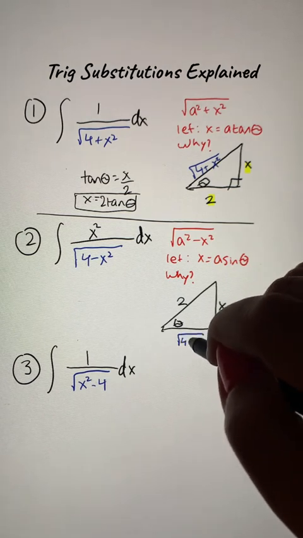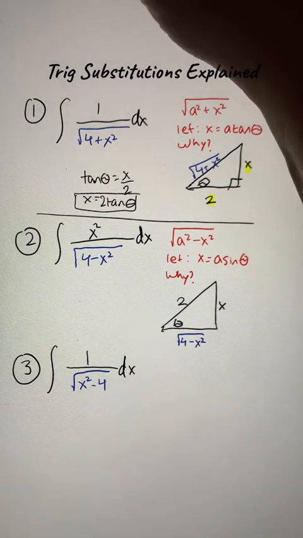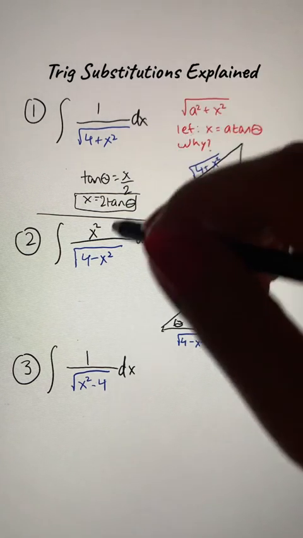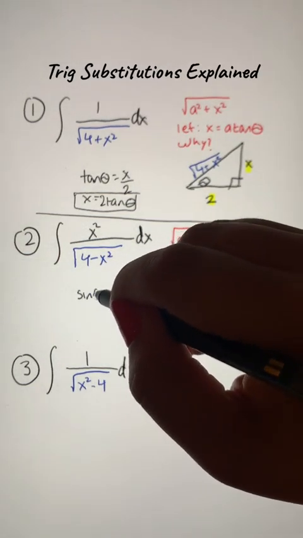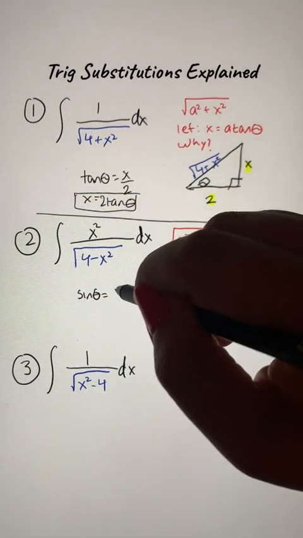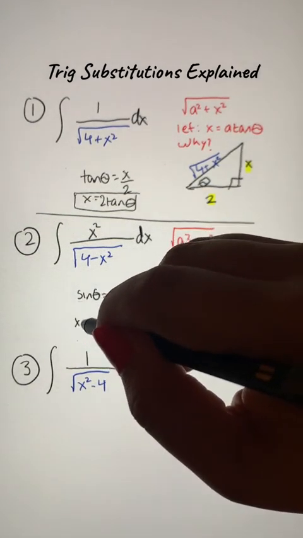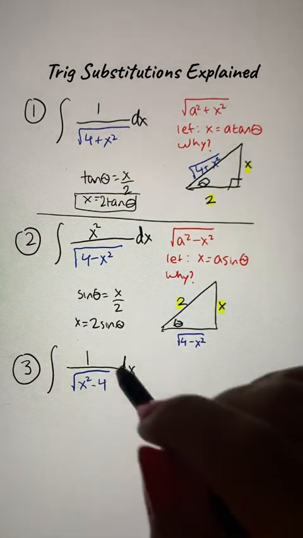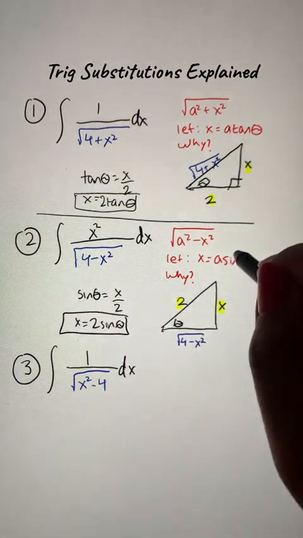And again, this is to do with Pythagoras. So if you solve the Pythagoras theorem, you're going to find the other leg to be root 4 minus x squared. So this is going to work. So once again, we're going to look at the 2 sides that do not have the square root. So those are the opposite and the hypotenuse. So we have to use sine theta. So sine theta equals x over 2, which means x equals 2 sine theta. And that's where x equals a sine theta came from.